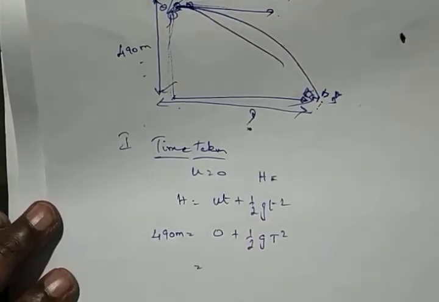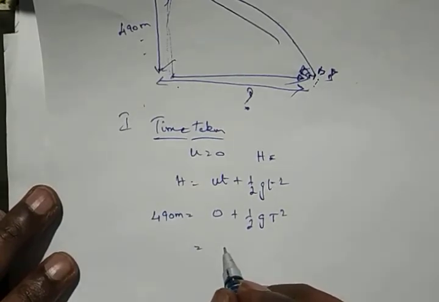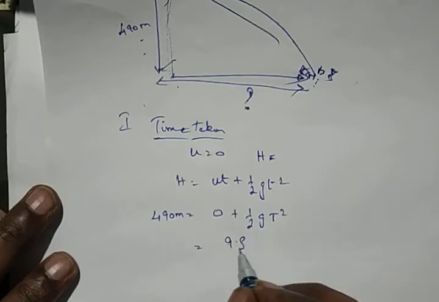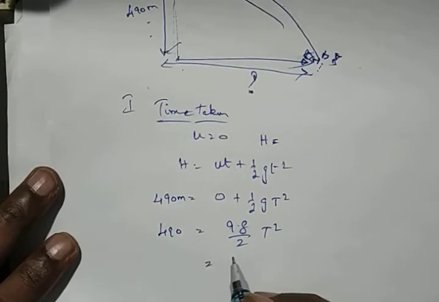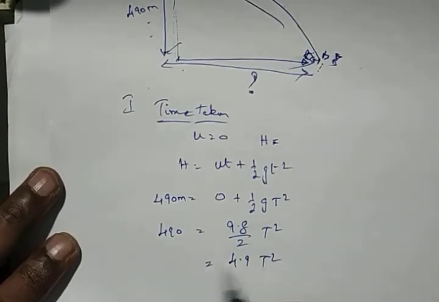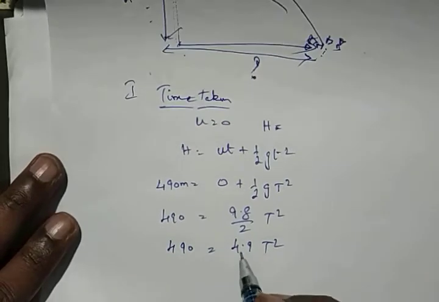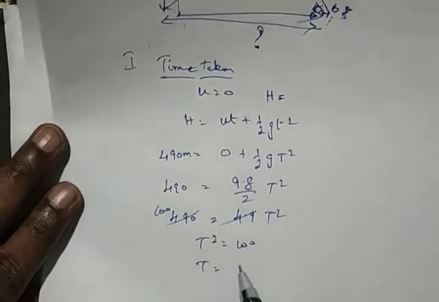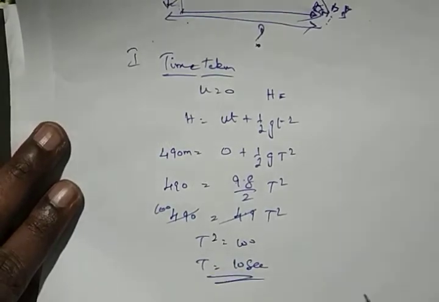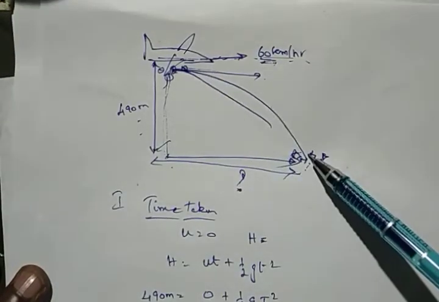So how will you do it? 9.8 upon 2 t square is equal to 490. So this will become 4.9 t square is equal to 490. When you do this, this is cut, 100 it will become. So t square is going to be equal to 100, t is going to be equal to 10 seconds. So the time taken from here to this point is given here.